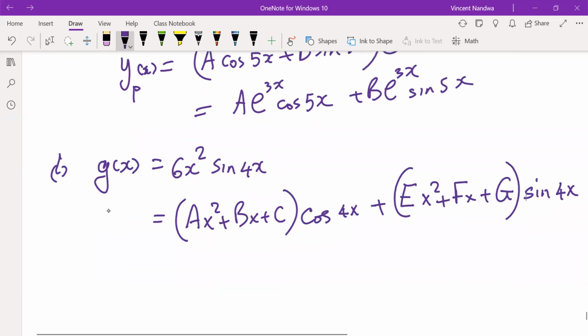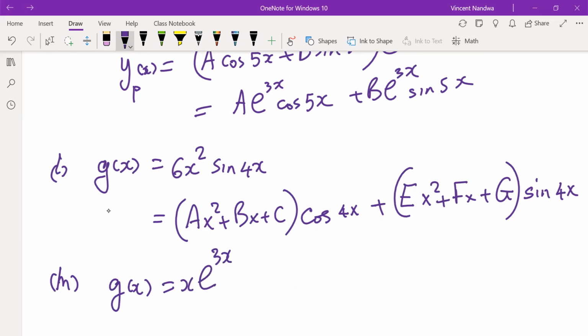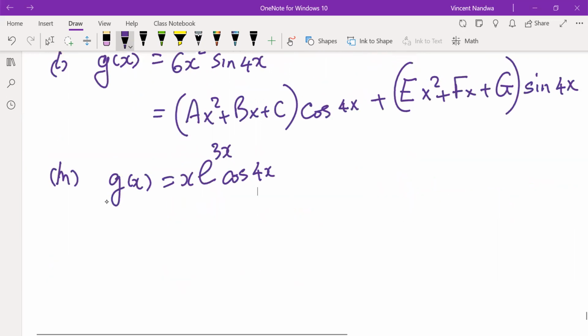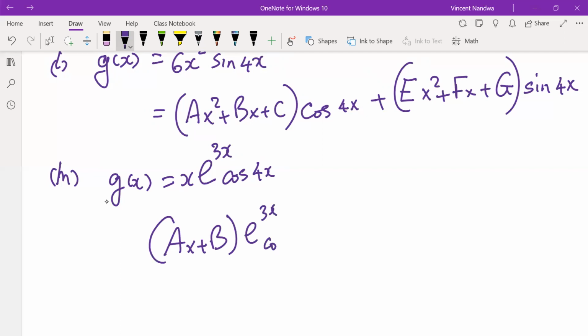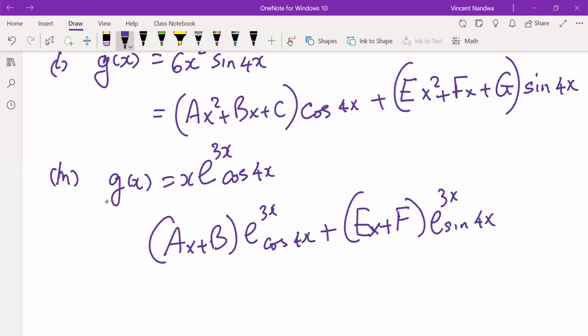And then if our g of x is given by x e raised power 3x and then cosine of 4x. Now here we have linear, exponential, and cos. So linear is ax plus b multiplied by e raised power 3x cos of 4x plus, now same linear but with different values, ex plus f, e raised power 3x, and then sine of 4x.